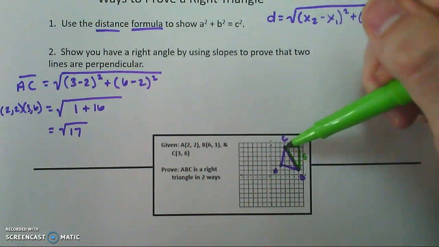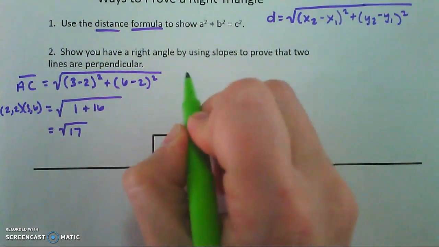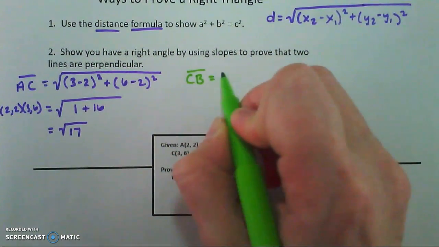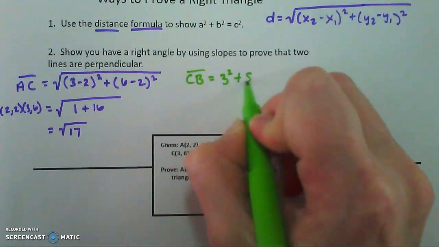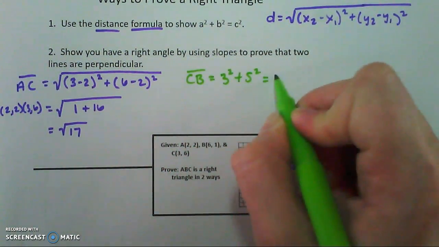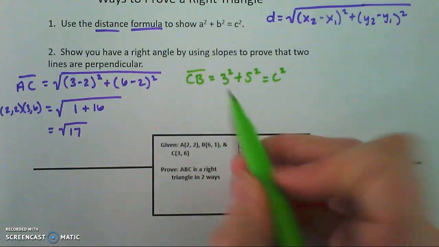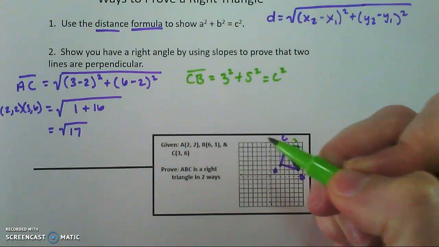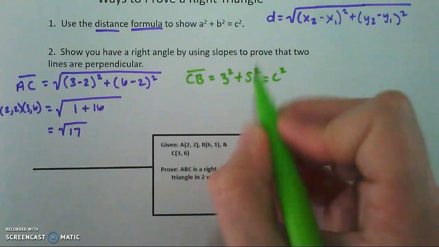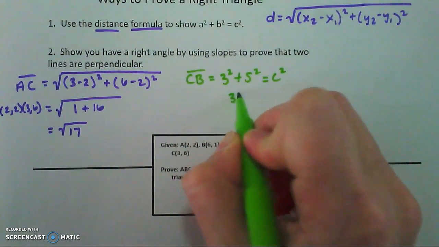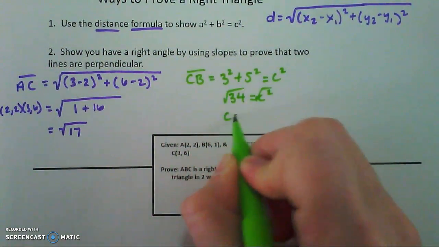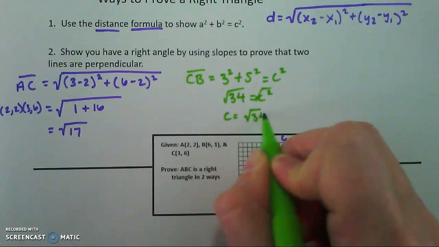So next, I'm looking for the length of CB. So I'll go ahead and put that here. If I'm using the Pythagorean theorem to help me out with the length of CB, we're going to say that 3 squared plus 5 squared is equal to c squared. You're going to have 9 plus 25, which is 34. So we'll have 34 is equal to c squared. When you square root it, c is going to be equal to the square root of 34.